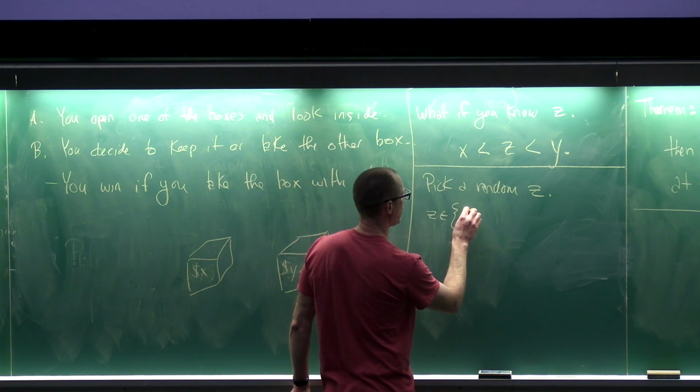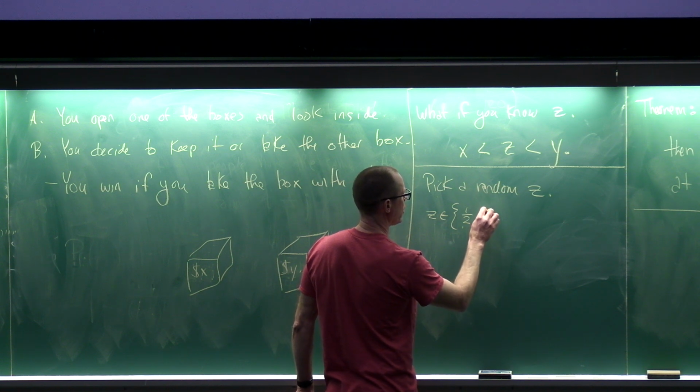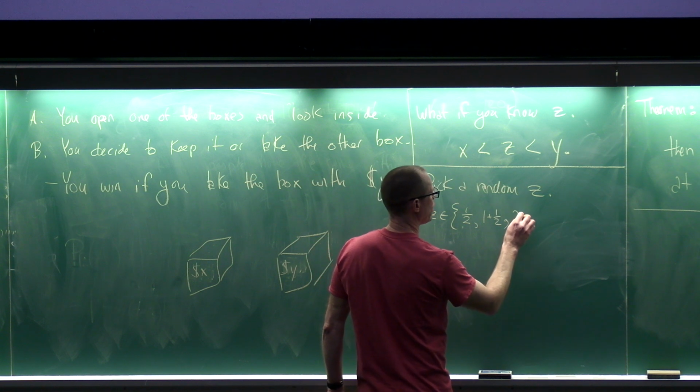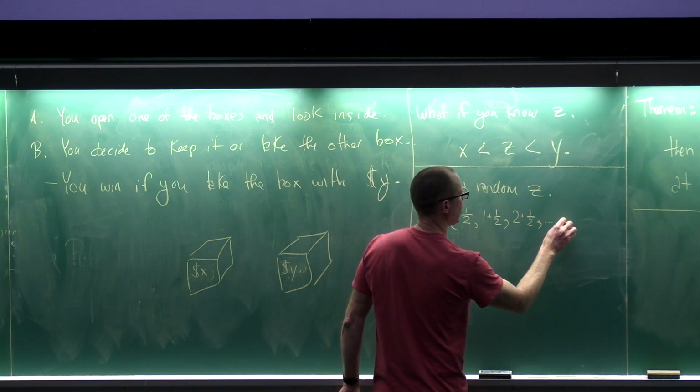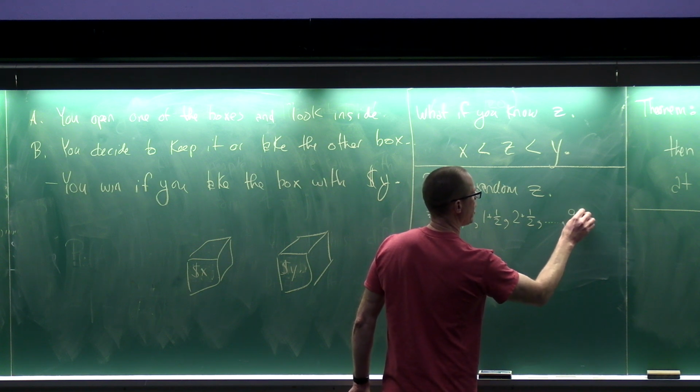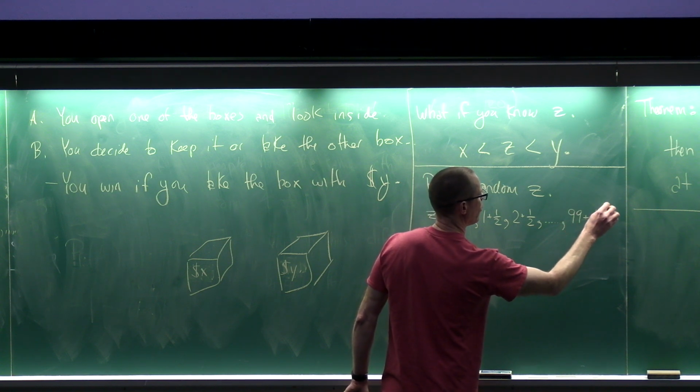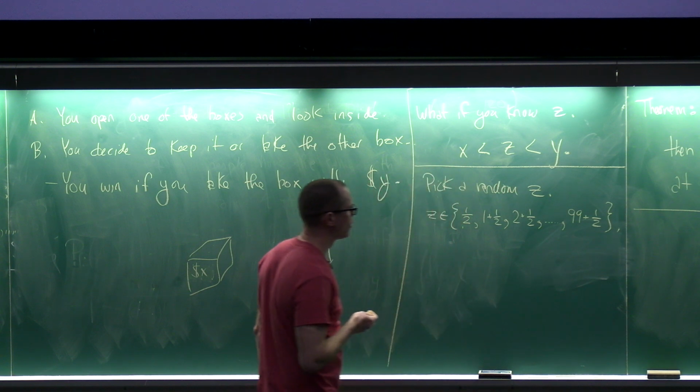And so that means you're going to pick it and it's going to be either 0.5 or it's going to be 1.5 or it's going to be 2.5 or it's going to be any half-integer up to 99.5. Okay?